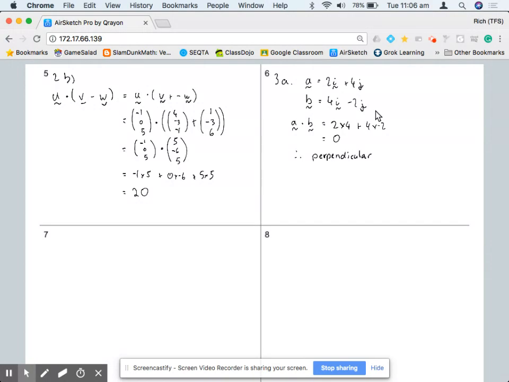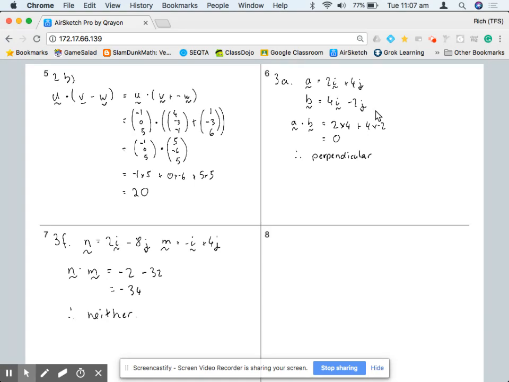And 3f, do I have space to do it there? No, I'll just do it on the next one. 3f: n vector is equal to 2i minus 8j. M vector is equal to negative i plus 4j. The dot product is equal to 2 times negative 1, so negative 2, and negative 8 times 4 is negative 32, so that's negative 34. Therefore it's not 0, it's nothing particular, so it's neither.